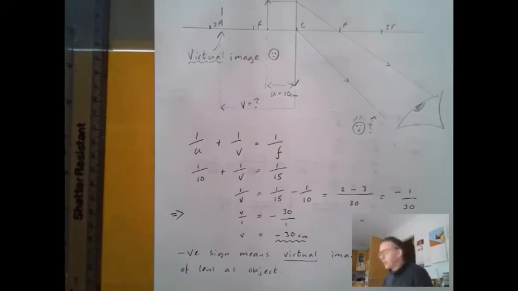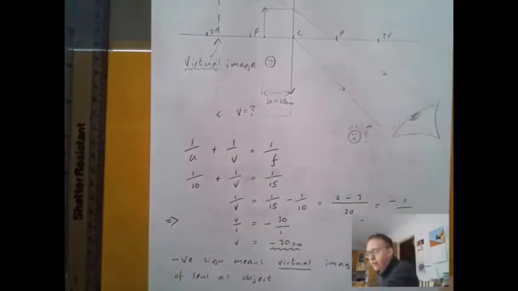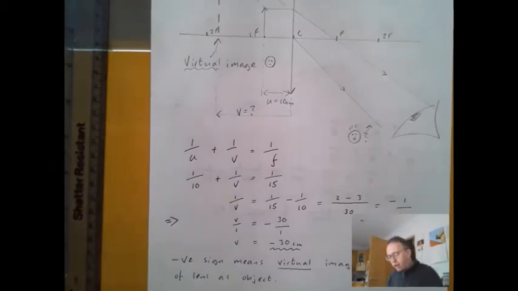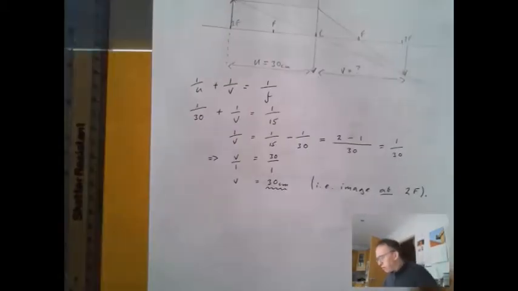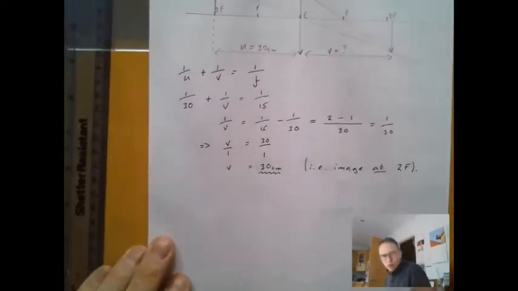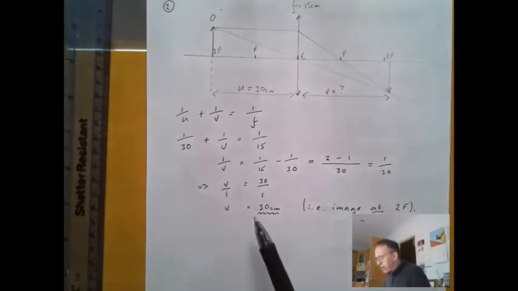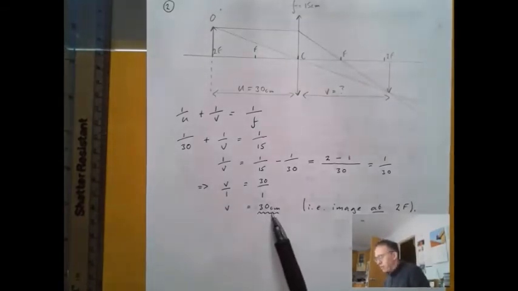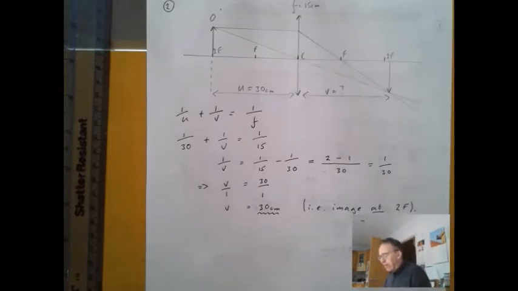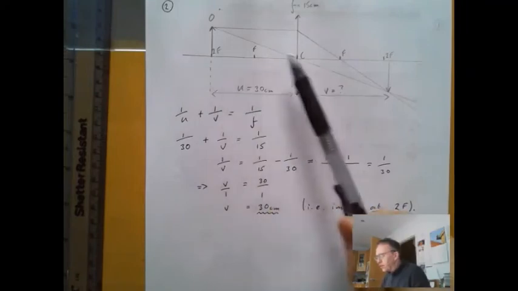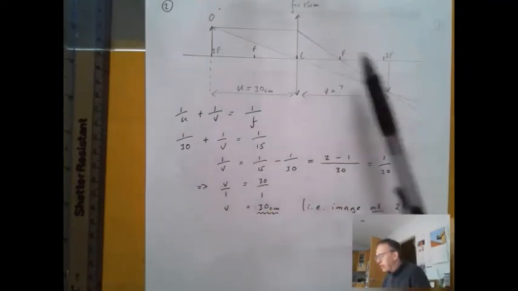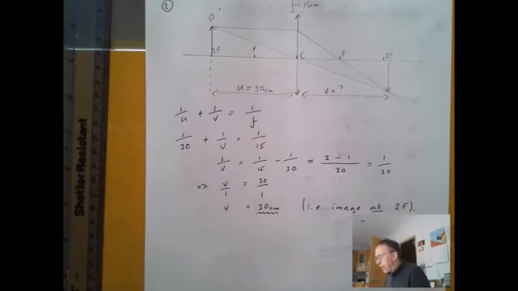Okay, let's come back in at that point. Now, if you check back through, for number 2, you should have found that the image distance was 30 centimeters. That works pretty much the same as number 1. The object is at 2F at 30 centimeters. The image is also at 2F at 30 centimeters.